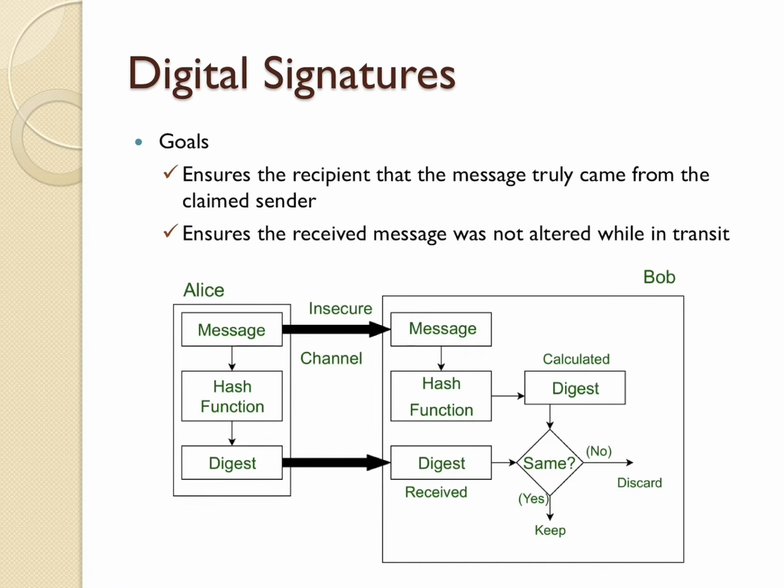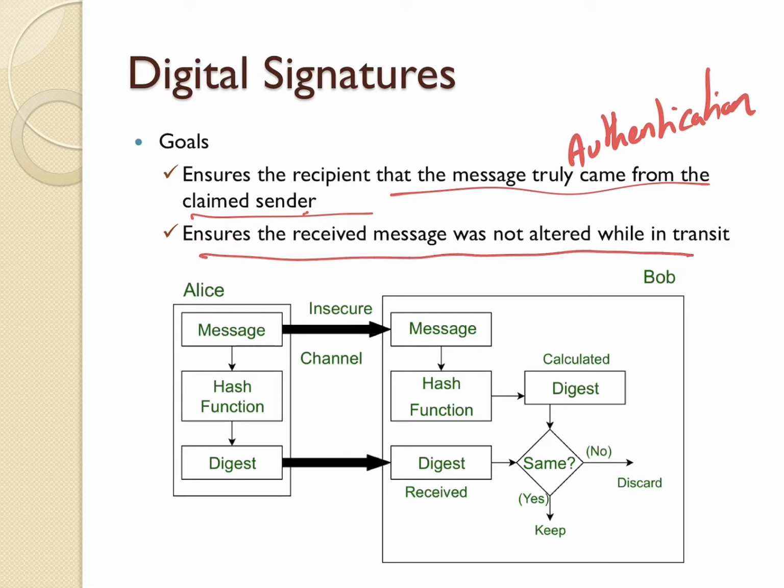Now we are going to see about the digital signature. A digital signature ensures the recipient that the message truly came from the claimed sender, so that's the authentication. It also ensures the received message was not altered. So this is the integrity of that message.